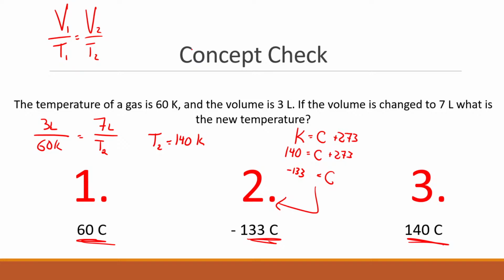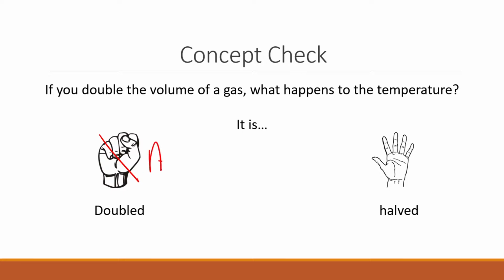Now, what if I asked you a less mathematical question? If you double the volume of a gas, what happens to the temperature? Temperature and volume are directly related. When one goes up, the other goes up. So if I double the volume of a gas, I double its temperature.